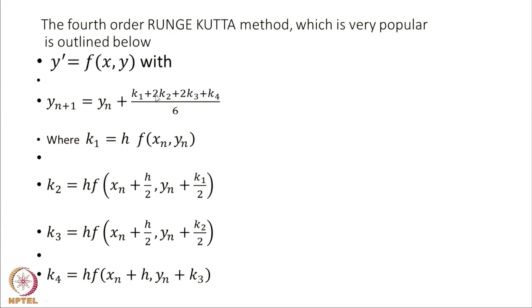And what are these coefficients k1, k2, k3, k4? K1 is h into f xn yn. F already is known. So, k1 is h into f of xn yn. K2 is h into f of xn plus h by 2, yn plus k1 by 2.